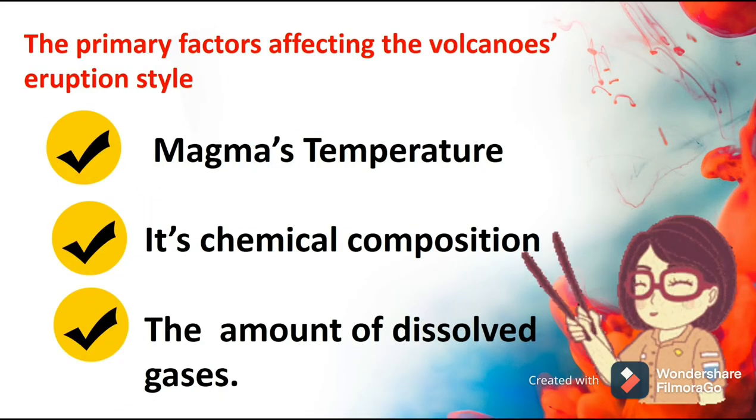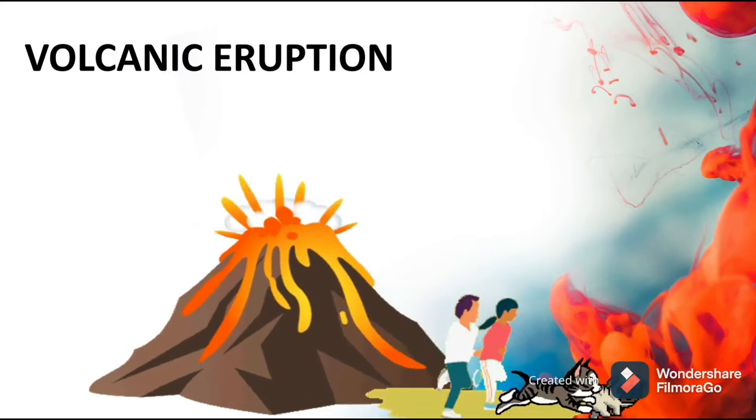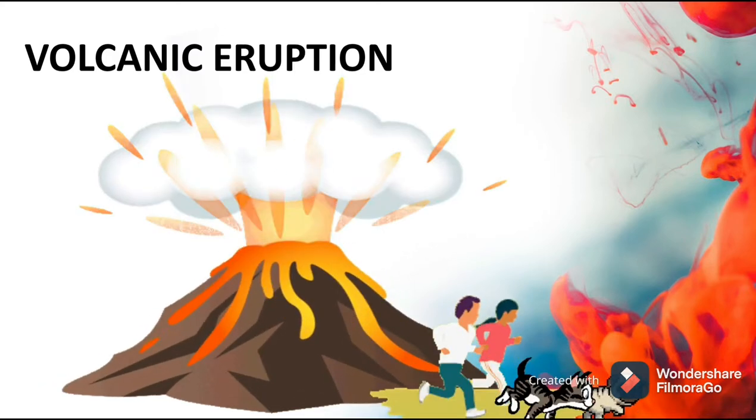What determines the nature of eruption? There are primary factors affecting the volcano's eruption style, namely the magma's temperature, its chemical composition, and the amount of dissolved gases it contains. These factors can affect the magma's viscosity in different ways.